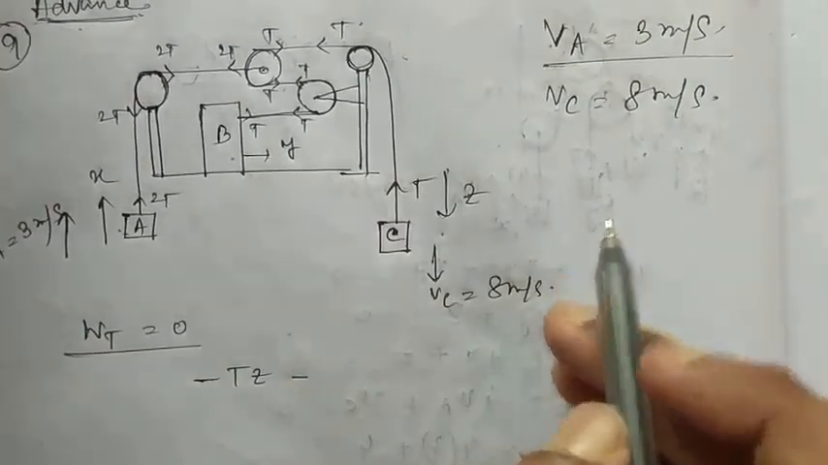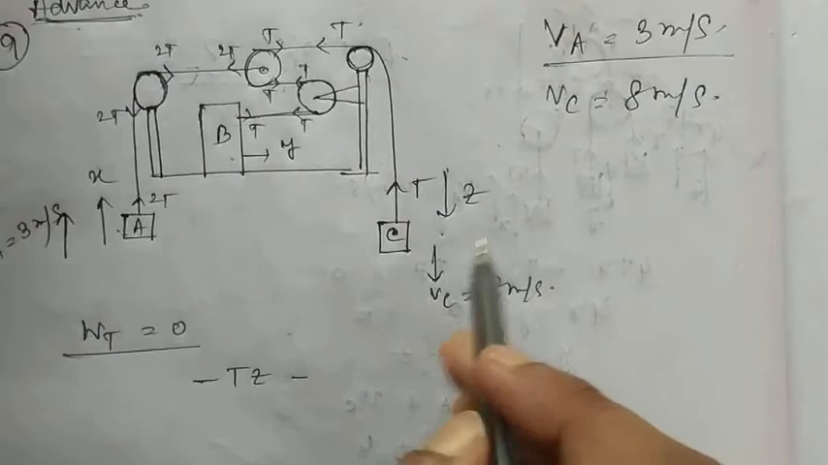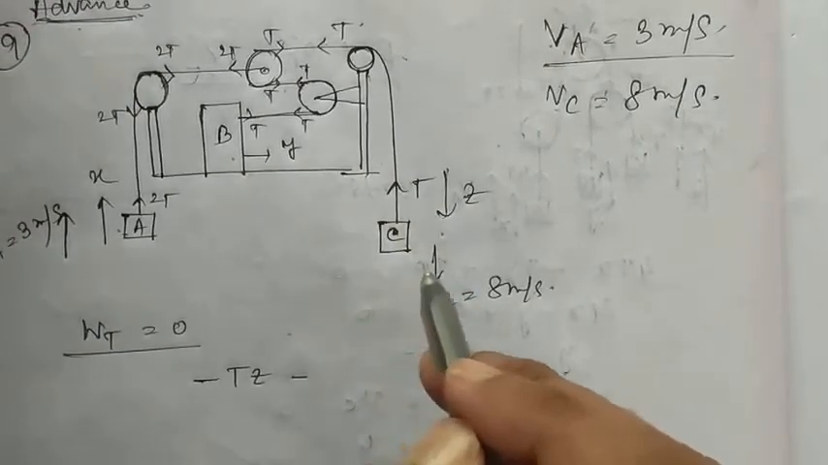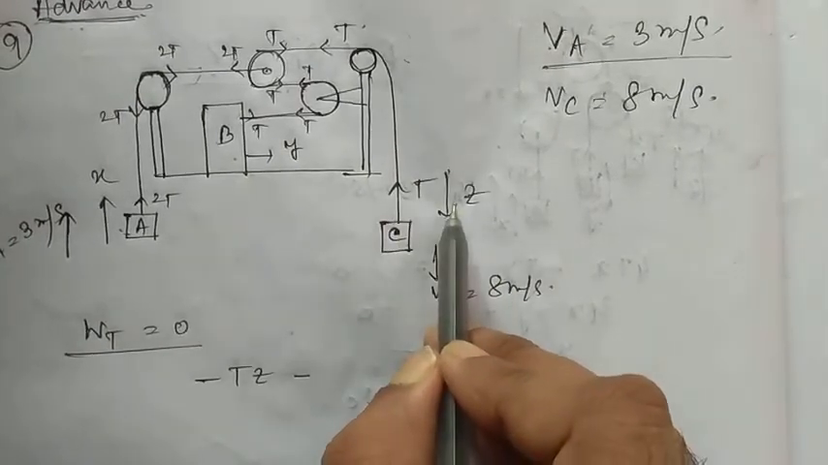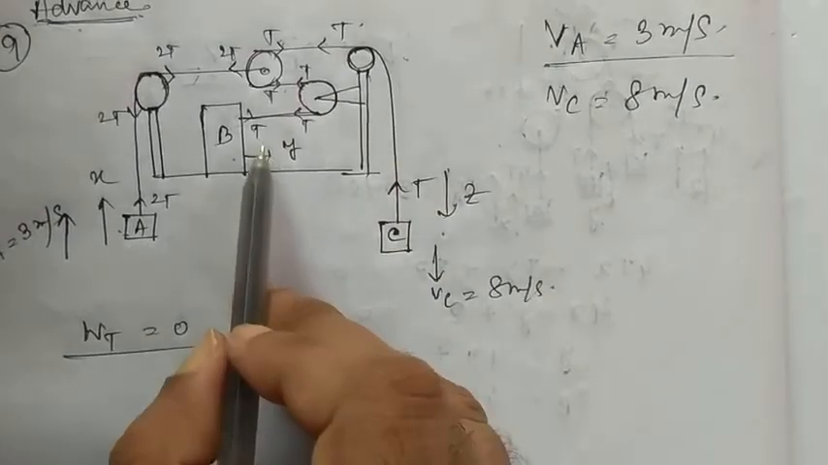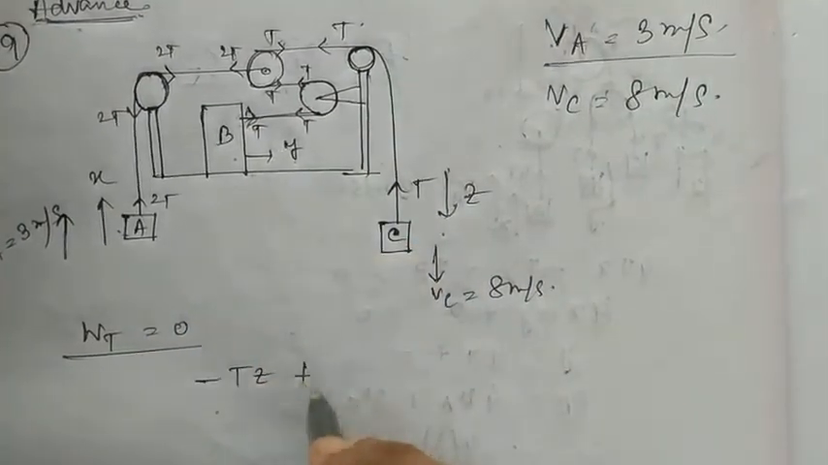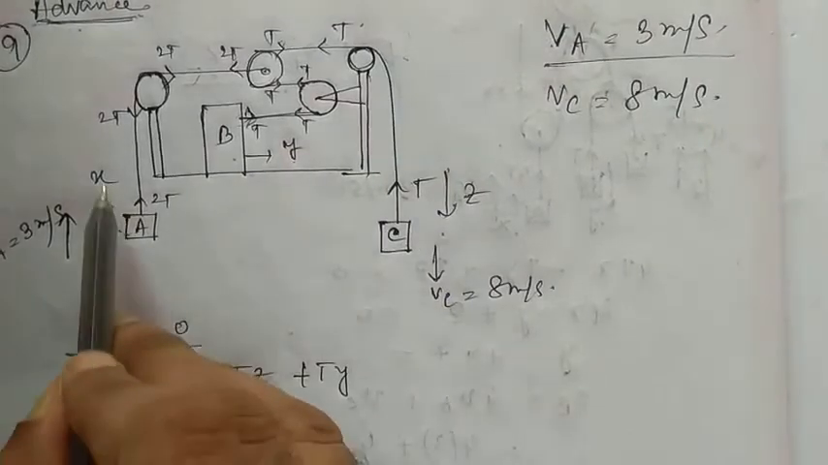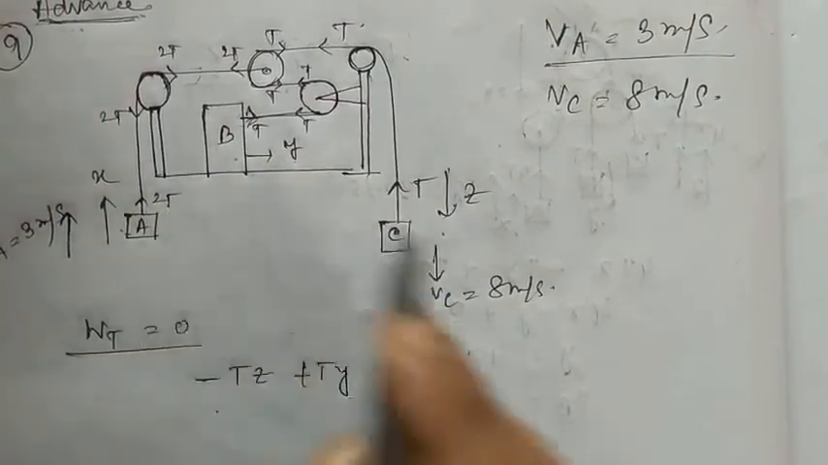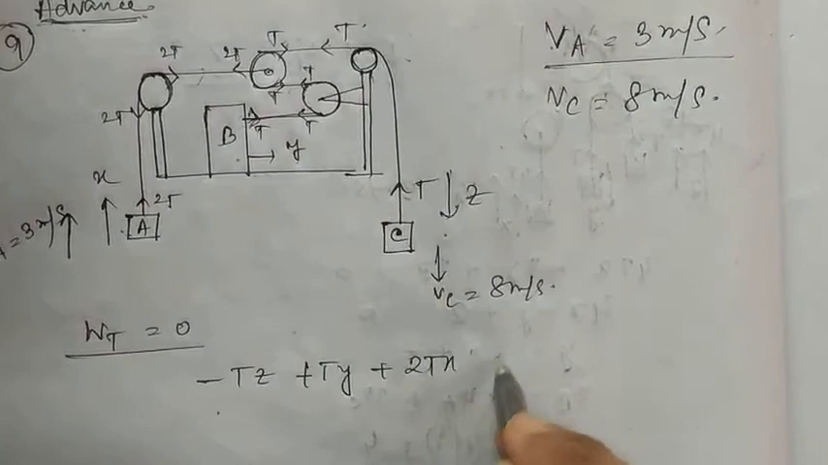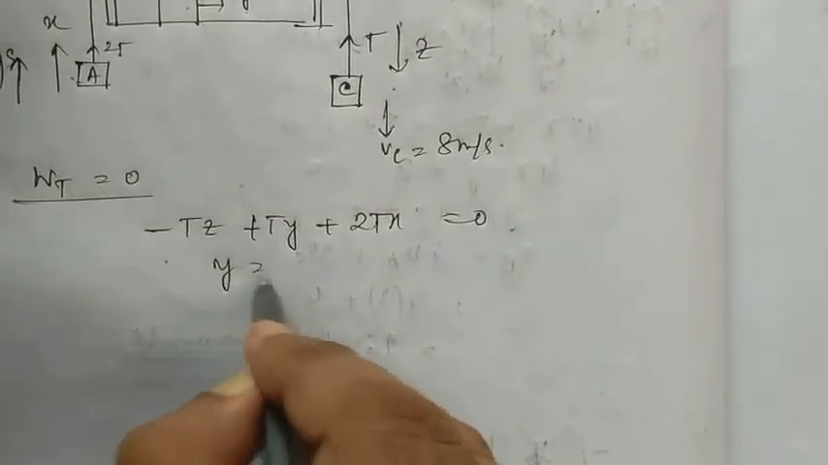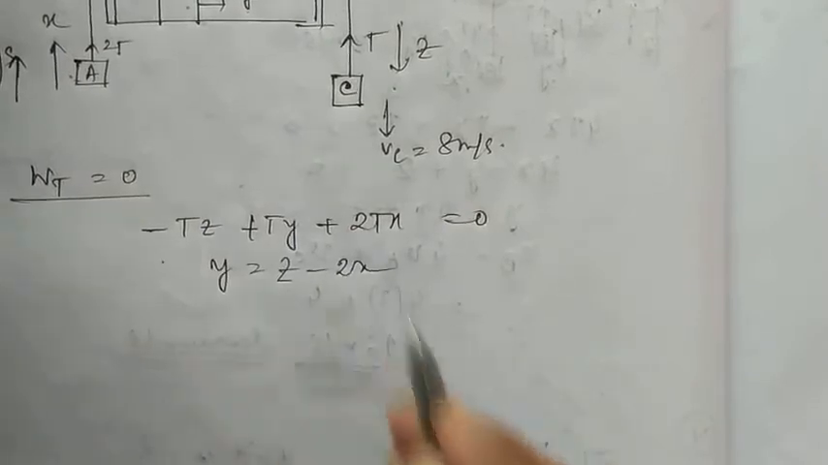So Tz, okay, T and Z are oppositely directed, so minus Tz. This T and Y are in the same direction, so plus Ty, and this x and 2T are in the same direction, so plus 2Tx is equal to 0. From this we get y is equal to z minus 2x.